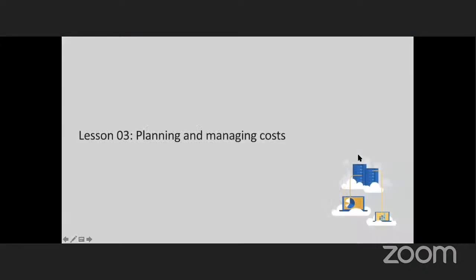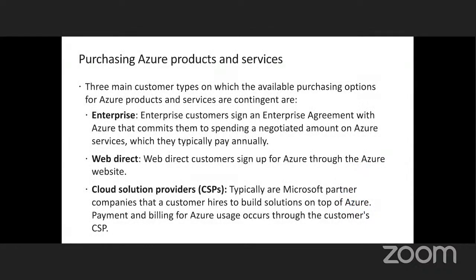So lesson 3 is going to be planning and managing costs. All right, so you purchase Azure products and services, and the 3 main customer types on which the available purchasing options are contingent are enterprise. Okay, that's an offering. So enterprise customers sign an enterprise agreement. They have to sign an agreement with Azure, and then they make a commitment to spend a negotiated amount on Azure services, with which they typically pay annually.